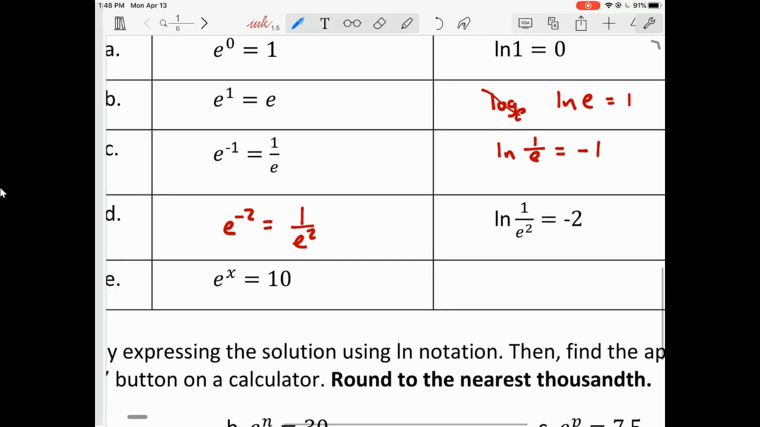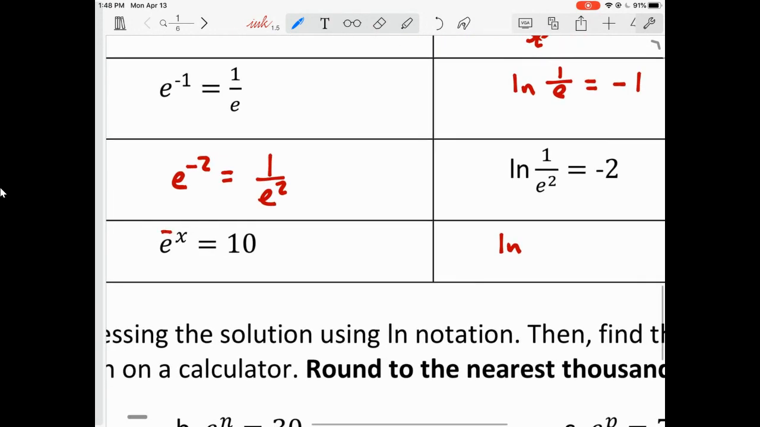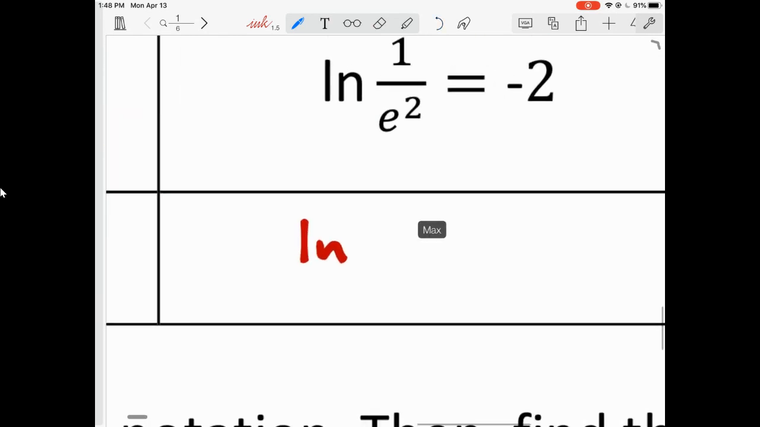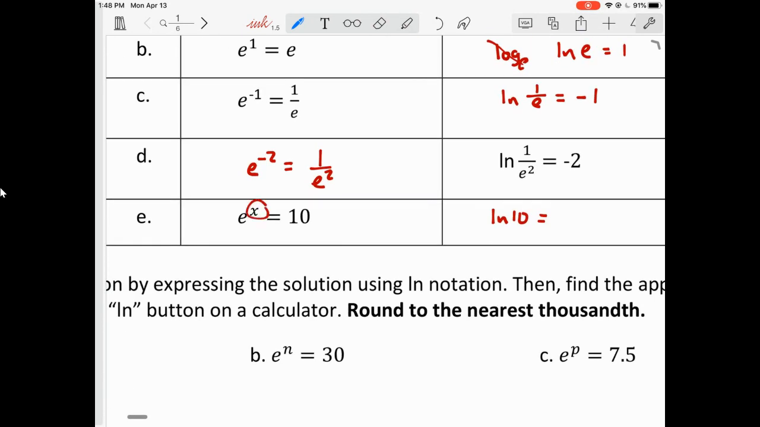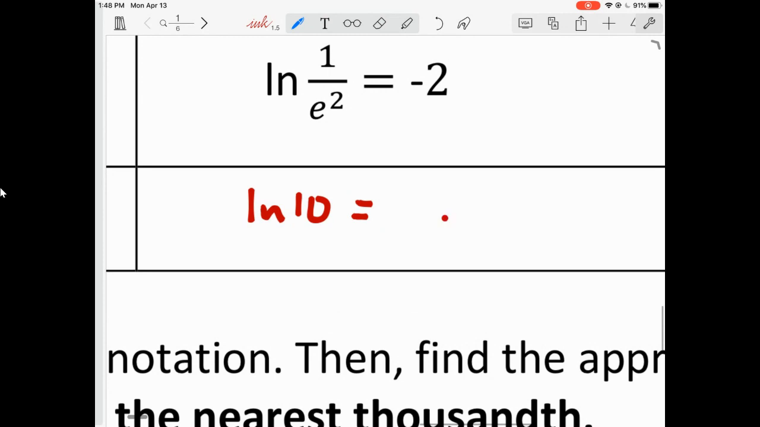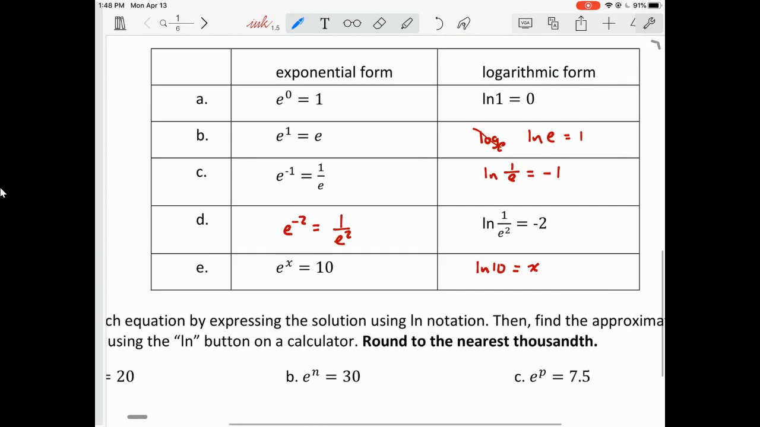And lastly, same idea with a variable in here. If we have e to the x equals 10, well, as a logarithm, it's the natural log because it's a base e exponential. To get 10, to what exponent will we raise a base e to get 10? Well, we don't know it yet. It's just x. So in logarithmic form, we can write that expression like this. There's our completed table.